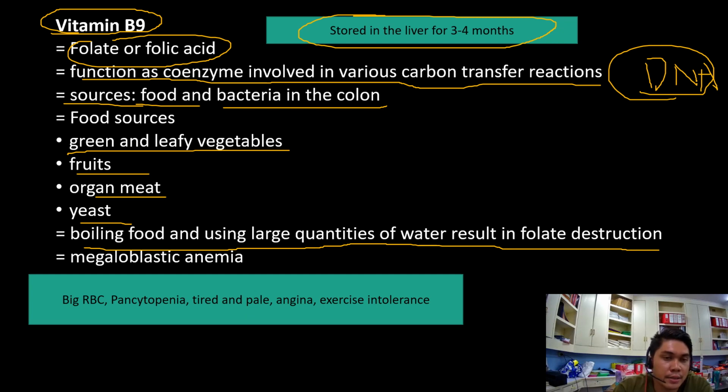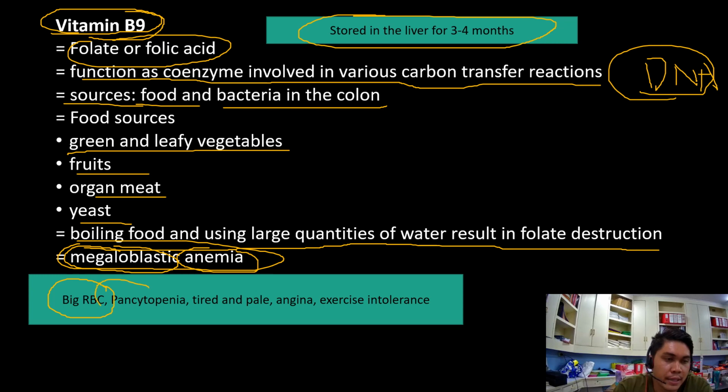Then next is the disease associated with B9. It's megaloblastic anemia. So there's a decrease in RBC count, the normal or mature RBC, but there is the presence of megaloblasts, meaning big, immature red blood cells. So you have the presence of big red blood cells. Why? Because B9 is important in the maturation and differentiation of cells.